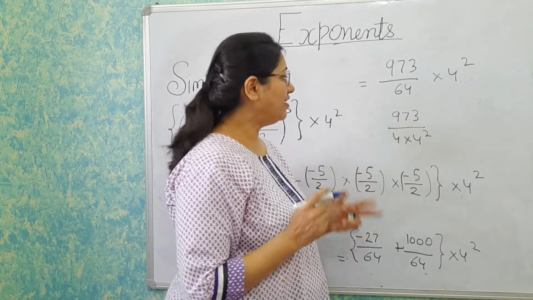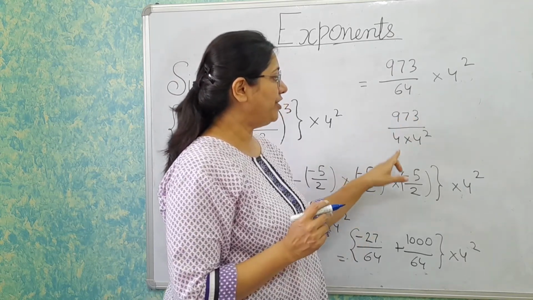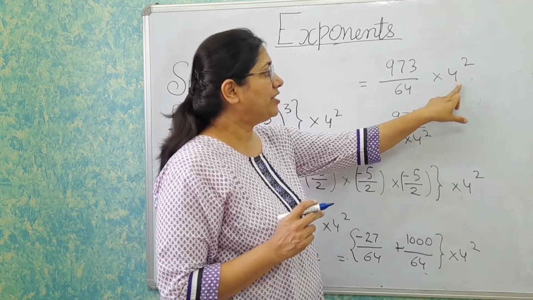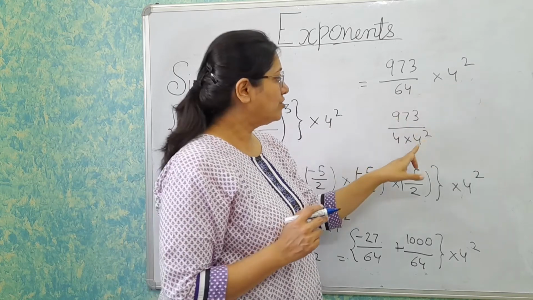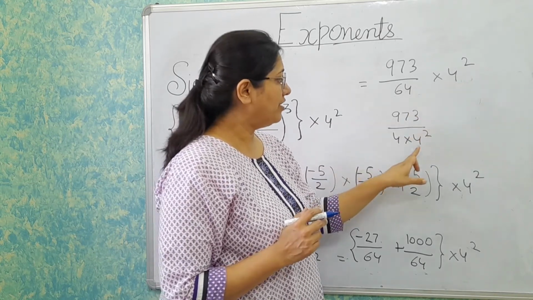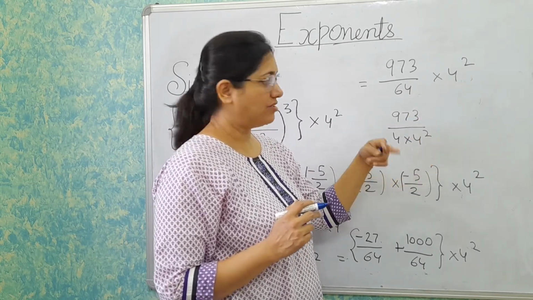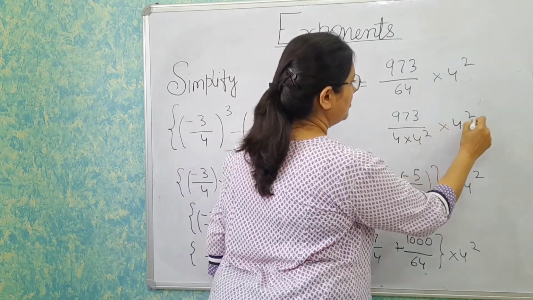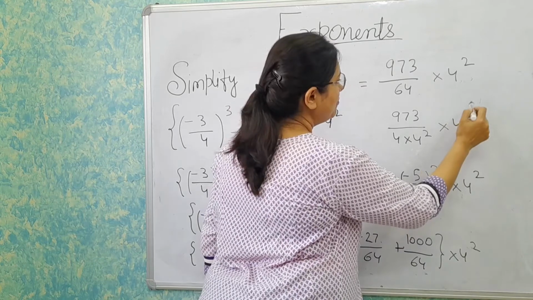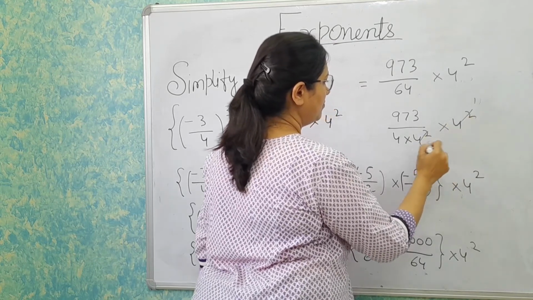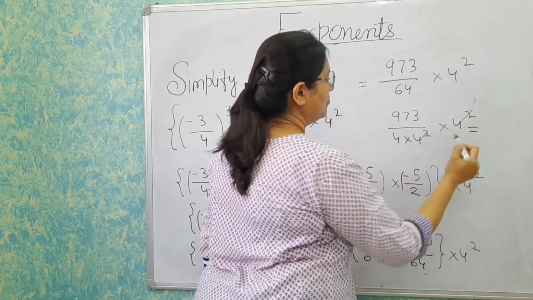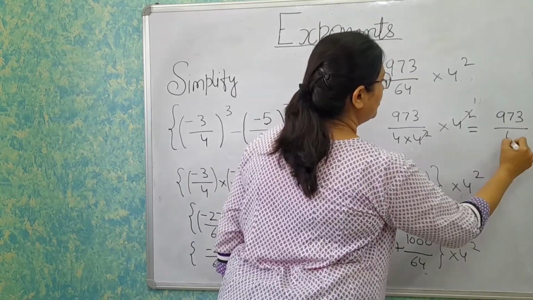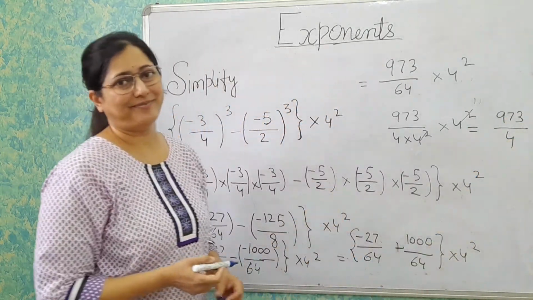Now you may think that why do I change this 64 into two parts? I have changed it in two parts because numerator is already having 4 square. So 4 square is in numerator and 4 square is in denominator. So they will cancel each other. See, it's very easy. And so our answer is 973 upon 4. This is the answer.